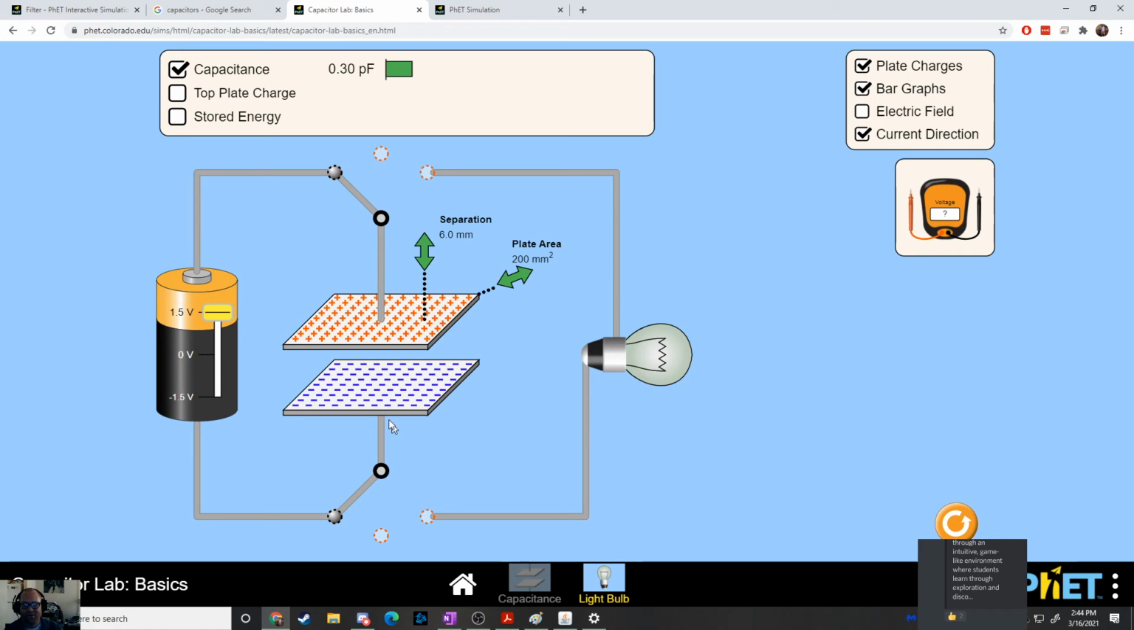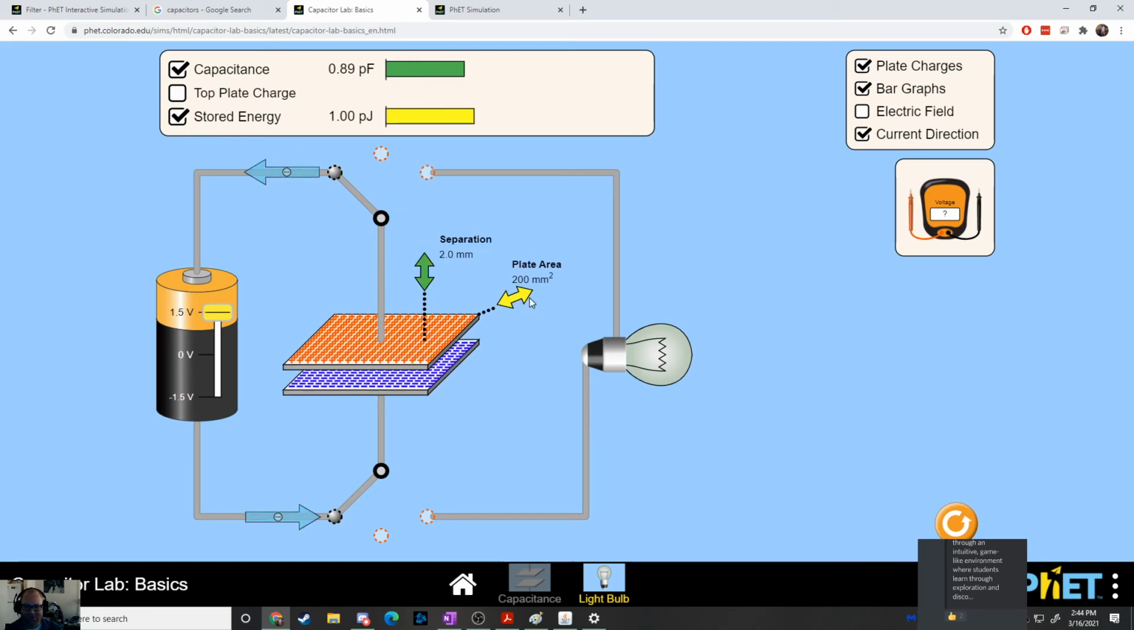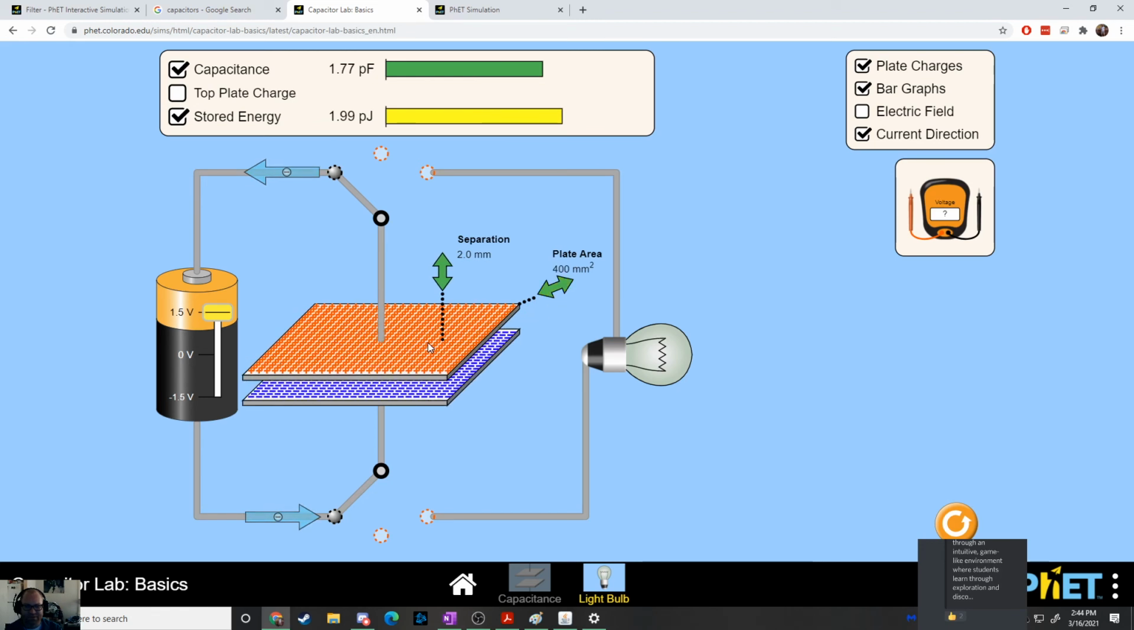Now, one thing we can see from this, we can also click on here and see how much energy is stored if we want to. And let's just store a bunch of energy. Let's just make it a huge amount of energy. All right, so one thing I want to visualize here is, if I disconnect this from the battery, what do you think is going to happen to these charges if I open this switch right here, like this? They're just going to stay there.